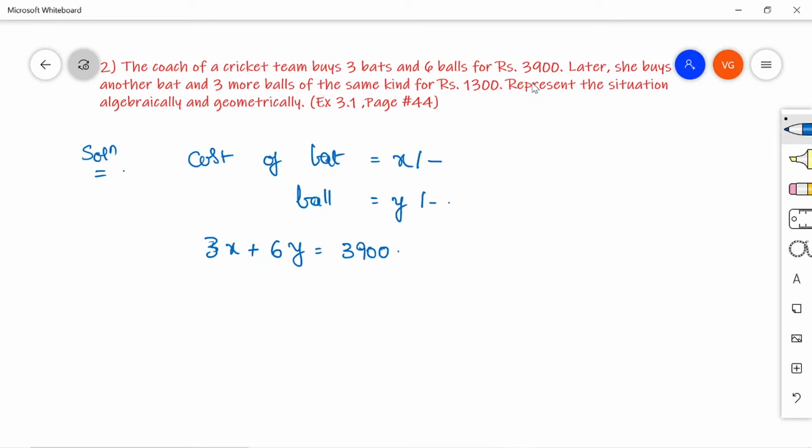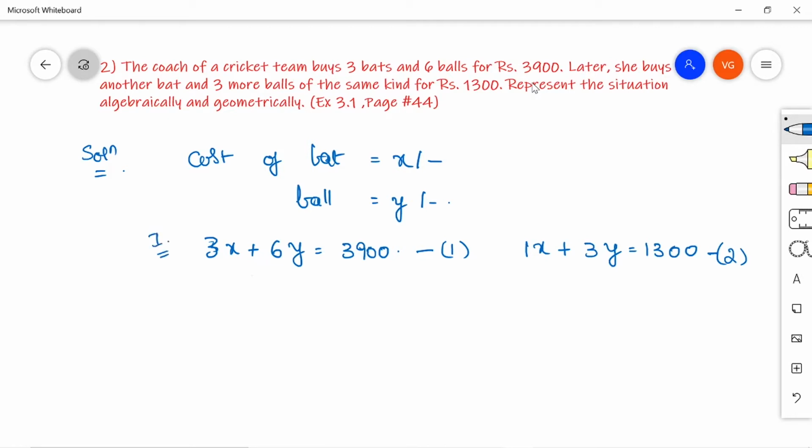Next one is 1 bat plus 3 balls cost 1,300 rupees, right? So these two are the equations that we are getting from the given two conditions. These two are the linear equations in two variables that we are getting from the given two conditions in the question. Now, represent the situation algebraically and geometrically. So this is how to represent algebraically, that is writing down the equations.